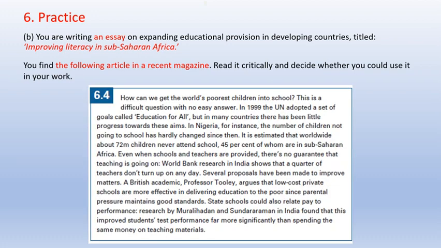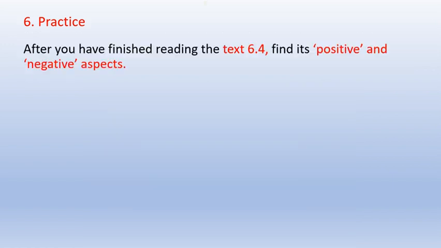Okay, so everyone take time to read this text for yourself. Yeah, this text looks nice. It has got a good slogan, education for all. When you finish reading this text, after you have finished reading the text 6.4, find its positive and negative aspects. Try to find the good points and negative points from this text.